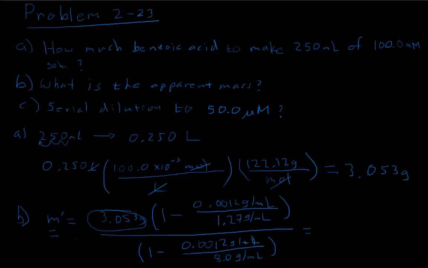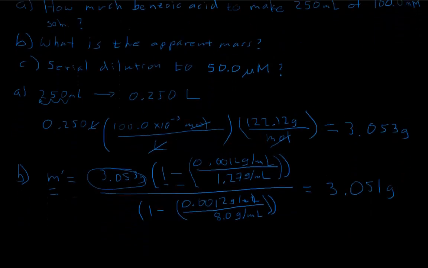I use parentheses, so I open a parentheses here in my calculator and I type 1 minus, and then I put another parentheses in here for this division, and I close the parentheses. And I do the same thing down here. So there's another inner parentheses here when I type this all into my calculator. And when you do that, you'll come up with 3.051. So if you wanted to actually weigh out 3.053 grams of benzoic acid, then your balance should read 3.051 grams when you go to weigh it out.